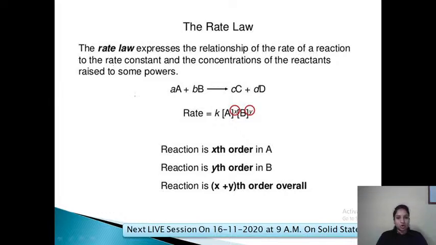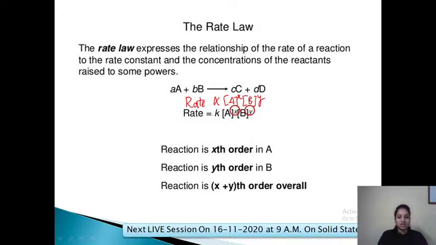Okay, now what is rate law? Rate of any reaction is proportional to concentration of the reactant raised to certain power. Okay, so based on that, let us try to write the mathematical equation. Rate is proportional to concentration of the reactant raised to some powers. So if you want to remove this proportionality sign, what you can take? Equal to and a constant k.